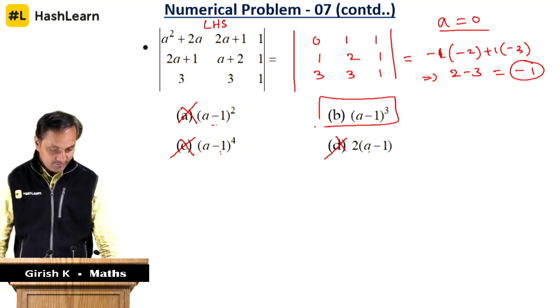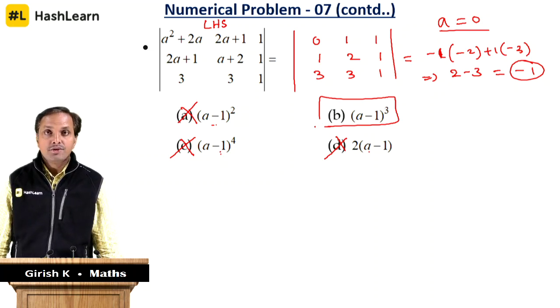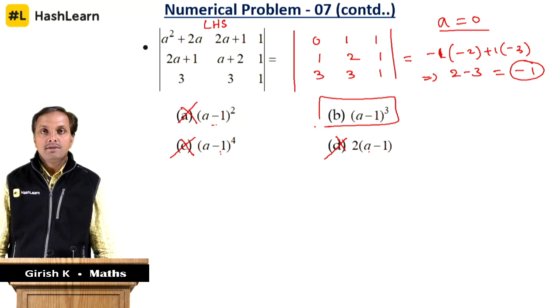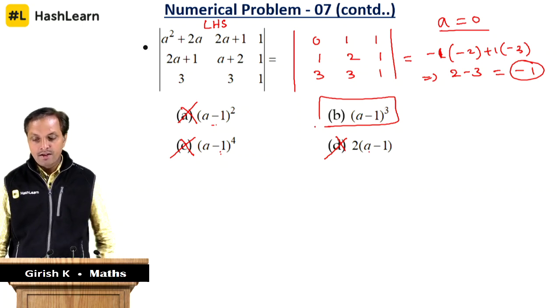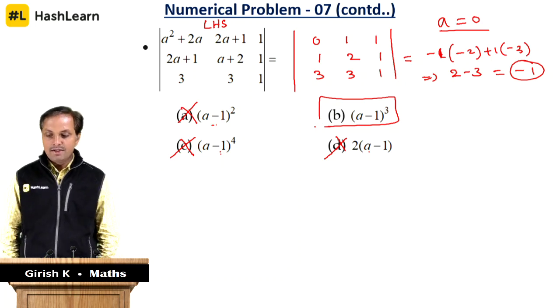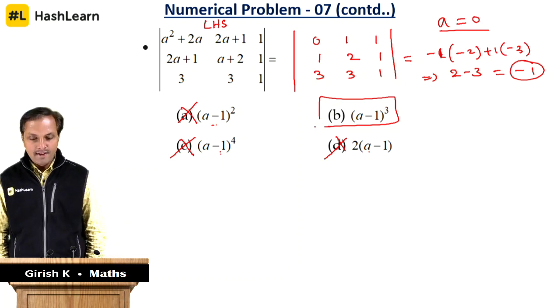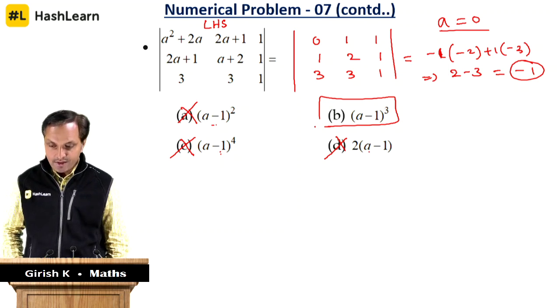Is it clear? Yes, this is the substitution method where you can substitute the values of variables and cross verify the left hand side and right hand side. Which matches both, that is the answer. Fine, then get ready for the next question.